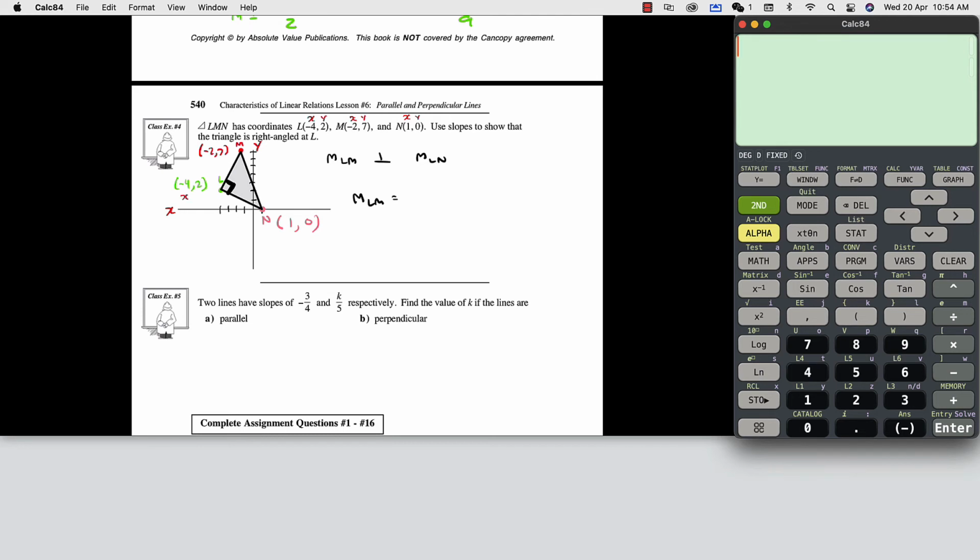So if I go X, which one are we doing? M, X, Y, 1, 1, X, Y, 2, 2. So in this case, it's going to be Y2, which is 7, minus Y1, which is 2, over X2, which is negative 2, minus negative 4, which becomes a plus 4. 7 minus 2 is 5. Negative 2 plus 4 is 2. So the slope is going to be 5 over 2. And that can't be reduced down anymore.